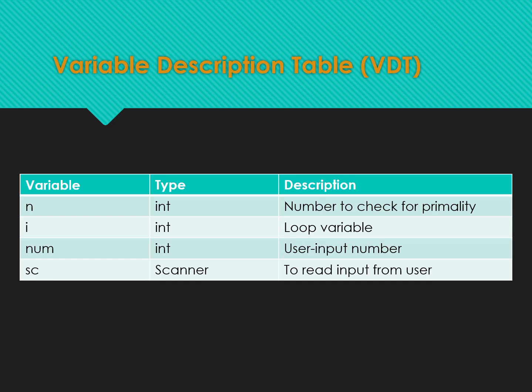This slide presents the variable description table, which summarizes all key variables used in the program. First, n is the input to our check function. It's an integer that we want to test for primality. Then, i is a loop variable used to test divisibility from 2 up to the square root of n. num stores the number entered by the user from the console. It is passed to the check function for evaluation. Finally, sc is our Scanner object used to read user input. This table helps clarify the purpose and data type of each variable, making the program easier to understand, debug, and document.